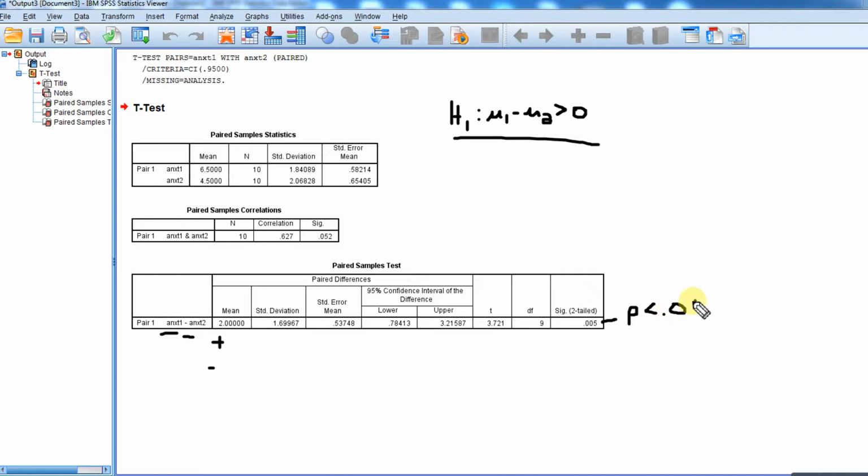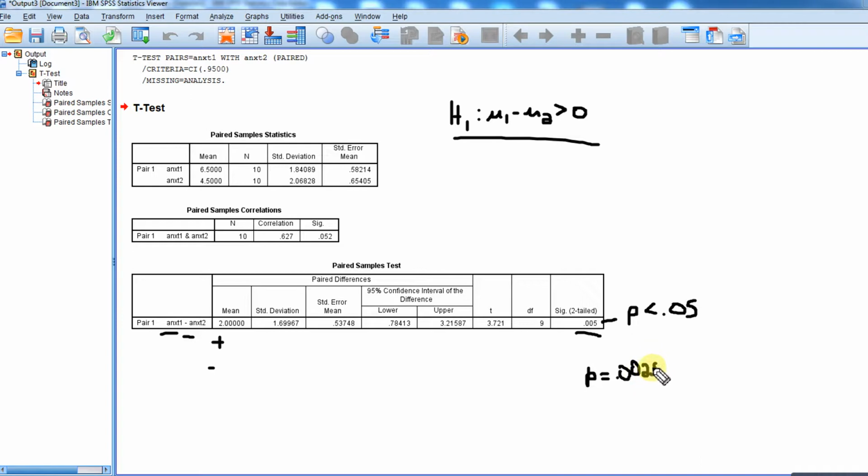I do want to make a little bit of a statement here, and that is that technically speaking, the p-value for a one-tailed test is half of this value. So technically the p-value is actually equal to 0.0025 as opposed to 0.005.